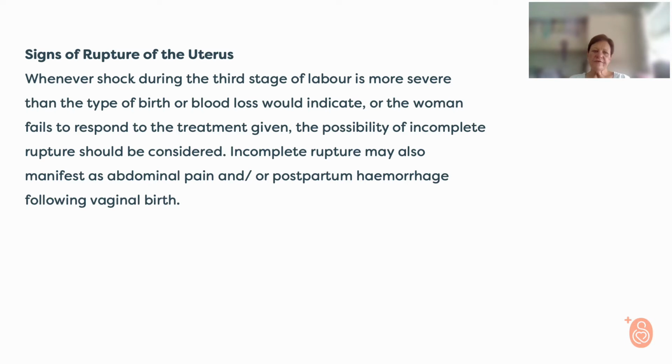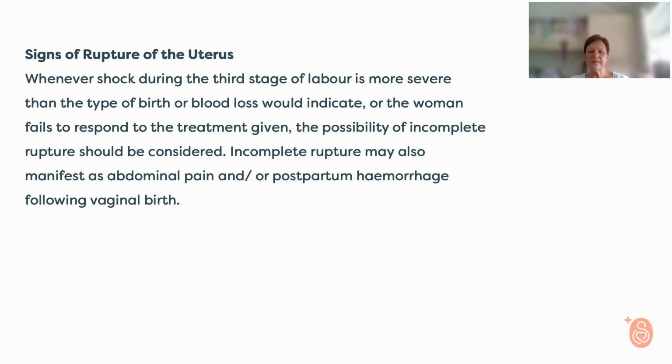Now, this is also very important, what I'm saying here regarding the signs of a rupture of the uterus. Whenever there's shock during the third stage of labor, the only reasons why there should be shock during the third stage of labor is usually because of postpartum hemorrhage, because of rupture of the uterus, and we will see the other possible reason is amniotic fluid embolism. But what we are saying here is whenever shock during the third stage of labor is more severe than the type of birth or blood loss would indicate, or the woman fails to respond to the treatment given, the possibility of an incomplete rupture should be considered.